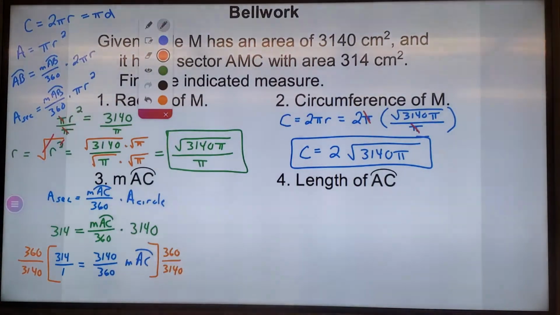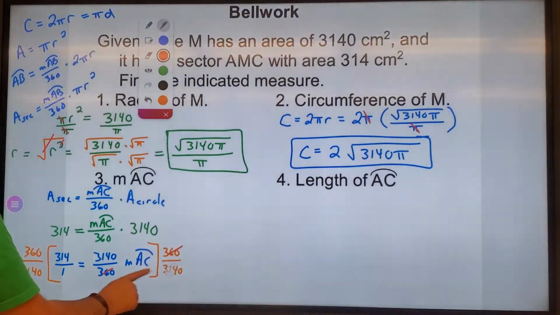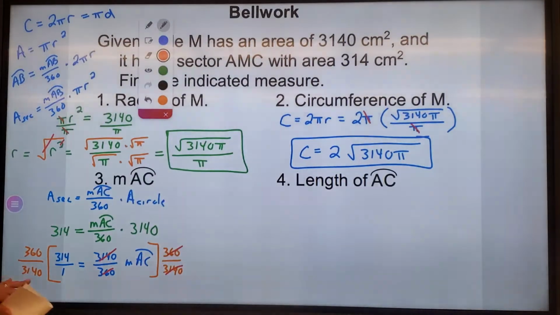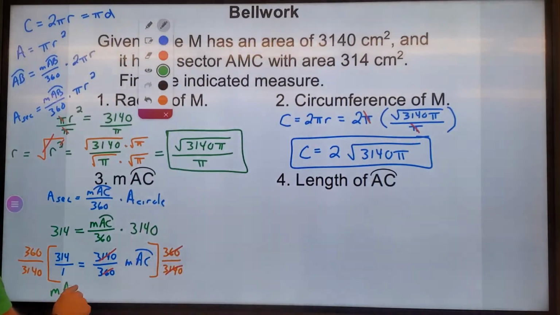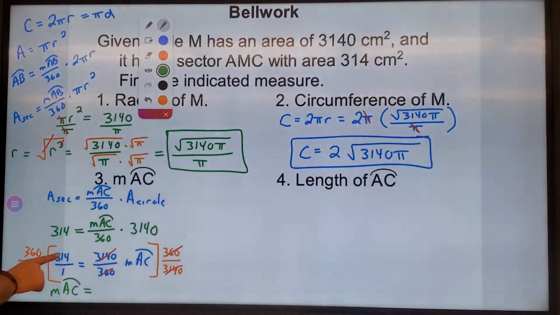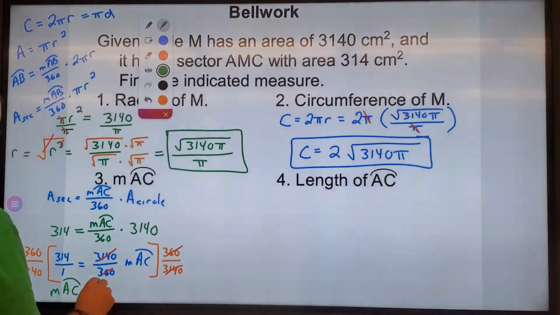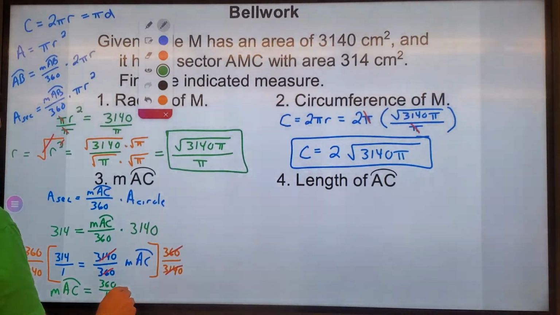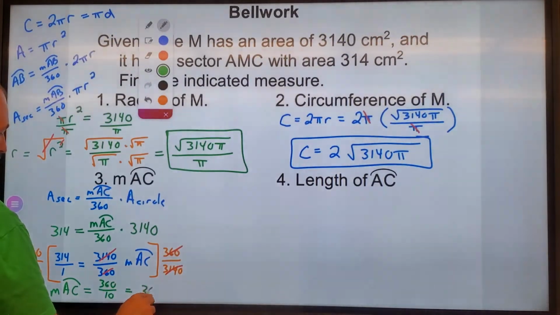Notice here I don't have a lot of room, so I'm going to try to smash it in here. We'll see what happens. But I'm going to go ahead and reduce this as I can real quick. So the measure of AC is going to be equal to what? I have 314 up top and 3,140 in the denominator. If you pay attention to that, I can divide by 314, which leaves me 360 over 10, which then reduces to 36 degrees.